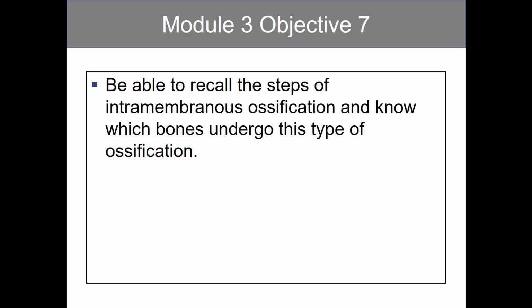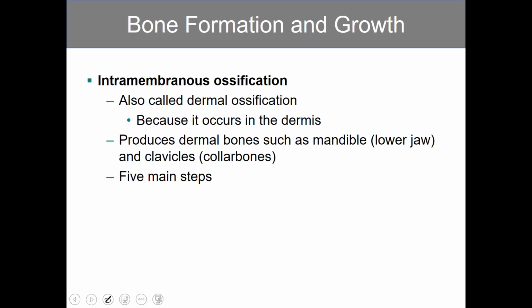Module 3, Objective 7: be able to recall the steps of intramembranous ossification and know which bones undergo this type of ossification. Intramembranous ossification is also called dermal ossification because it occurs in the dermis. It produces dermal bones such as the mandible and clavicles.